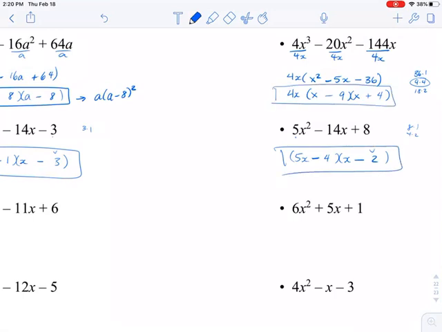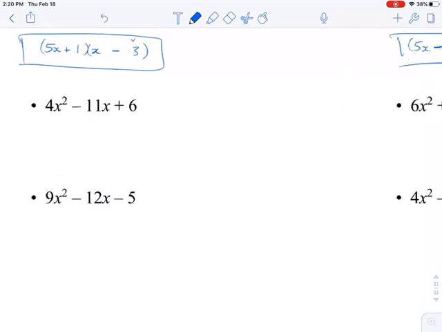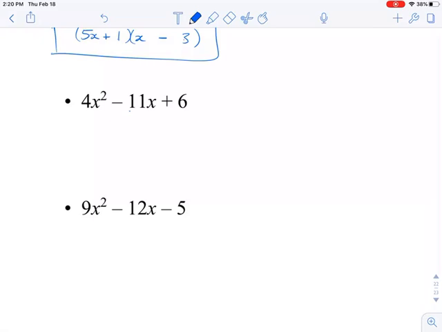Should be putting boxes around my final answers. Okay, we got 4 to go. 4x you could divide by 2. However, this middle term cannot be divided by 2. So we are stuck just trying to factor using combinations.